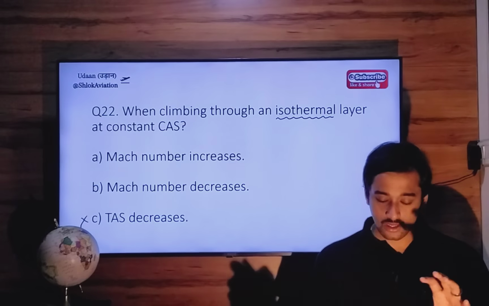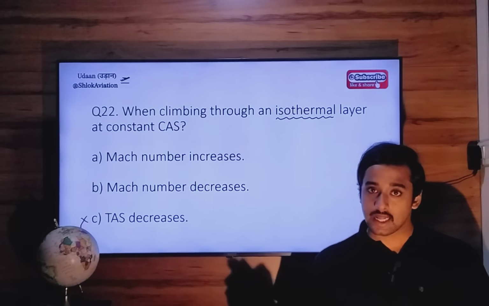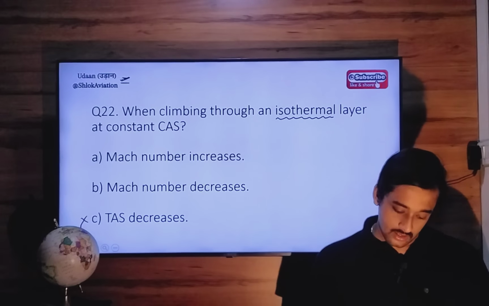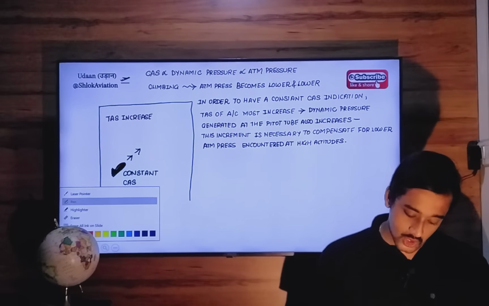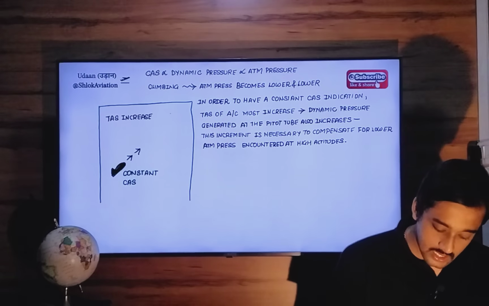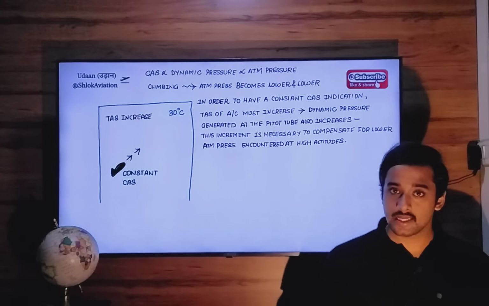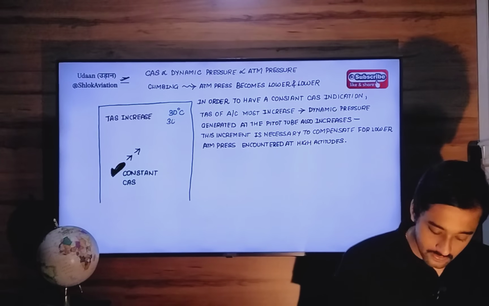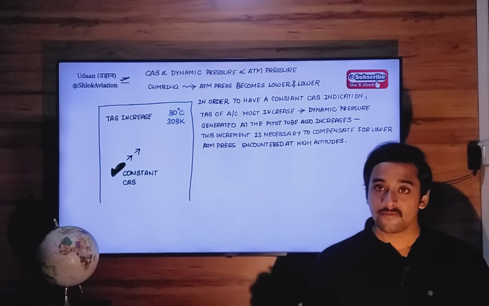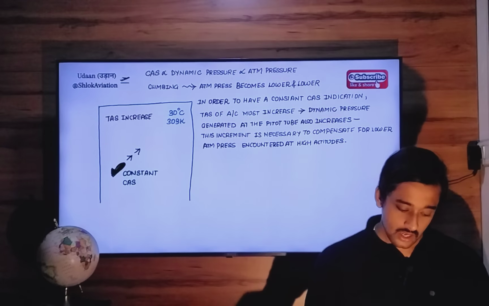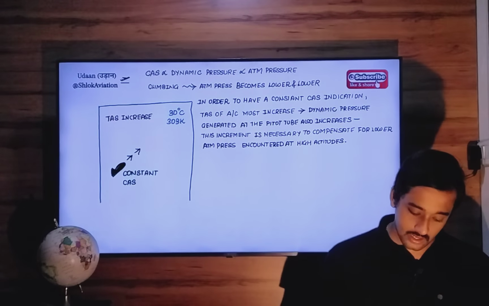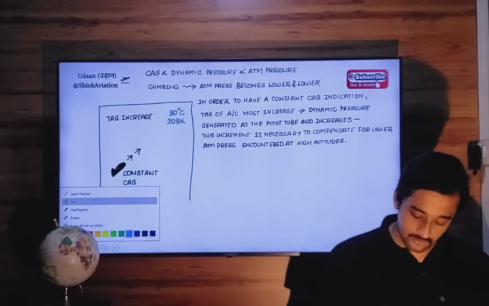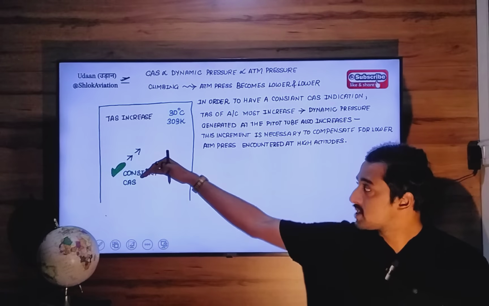Now option A, Mach number increases. Option B, Mach number decreases. Let's say this is an isothermal layer. The temperature of this isothermal layer is 30 degrees Celsius, which is nothing but 303 Kelvin. Okay. So let's say your aircraft is climbing from this level to a higher level.